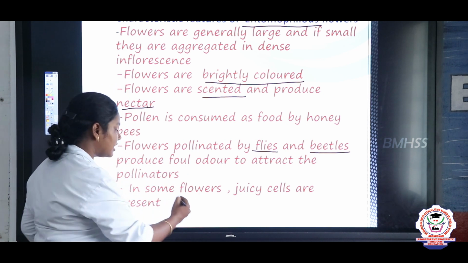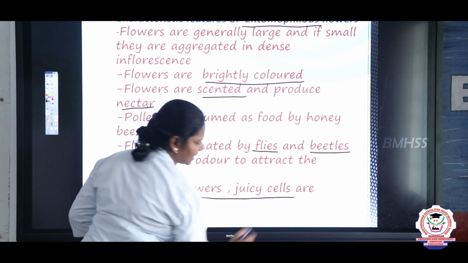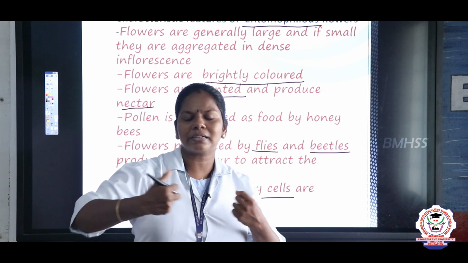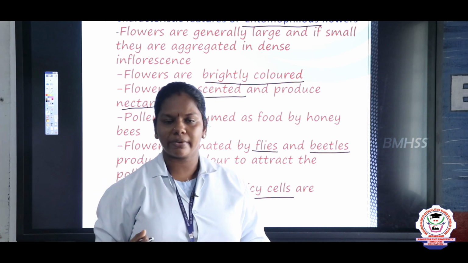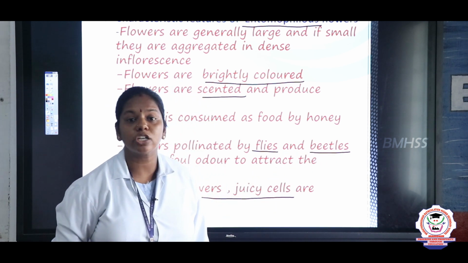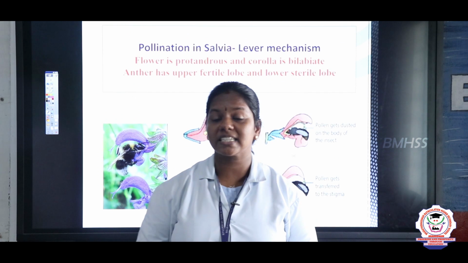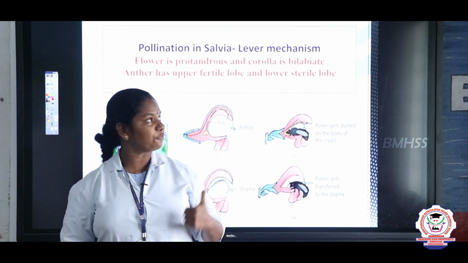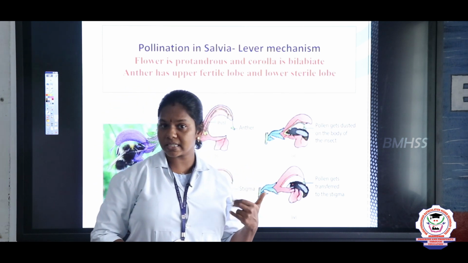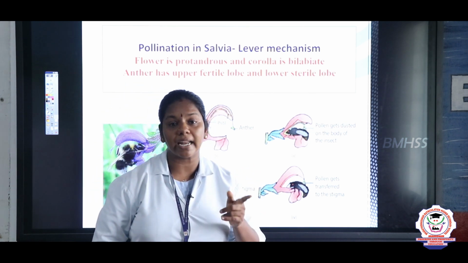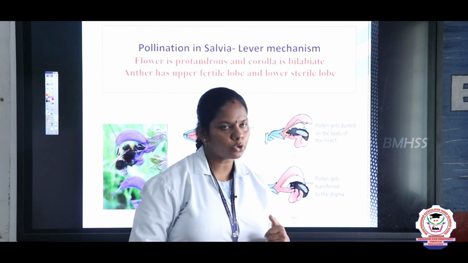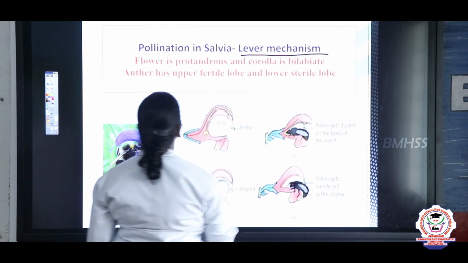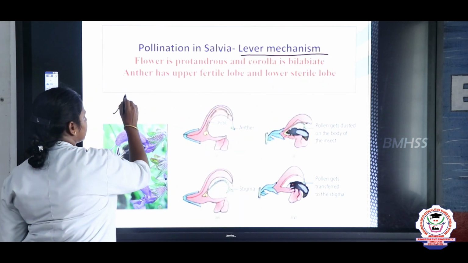And next, in some flowers juicy cells are present. Instead of nectar, some juicy cells are there, so that some insects suck the juice from such cells. So these are all the characters of entomophilous flowers. Children, now let us discuss some interesting pollinating mechanisms. The first is the lever mechanism, next the translator mechanism, and later the trap mechanism. The first one is the lever mechanism in the plant called Salvia. What is this, children? Salvia.